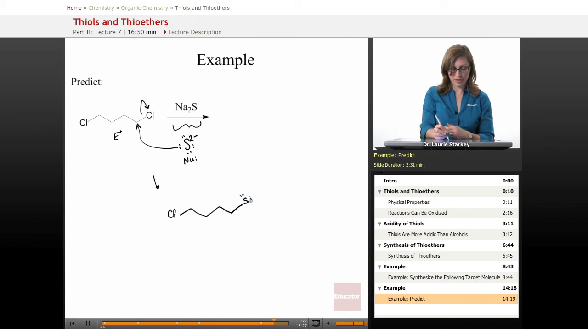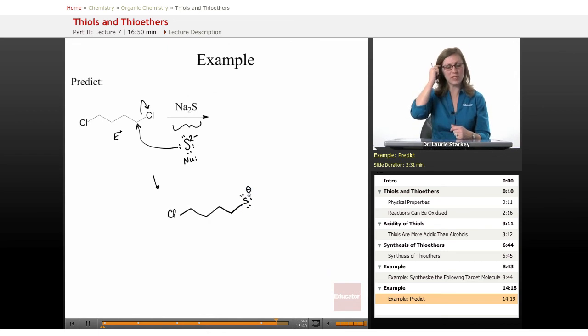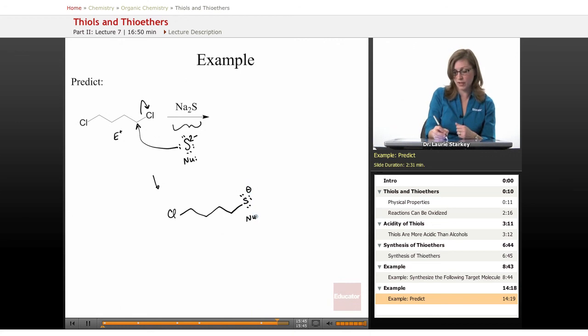Now the sulfur has just 3 lone pairs and a bond. What kind of charge do we have there? 1, 2, 3, 4, 5, 6, 7. Sulfur wants 6, so this is still an S-, which means after it does this first SN2, it's still reactive, it's still a great nucleophile.